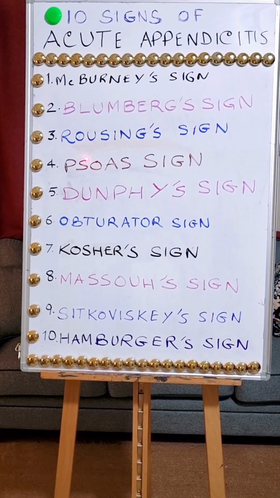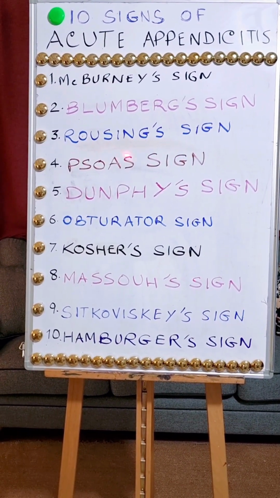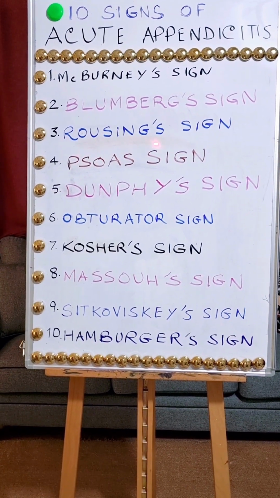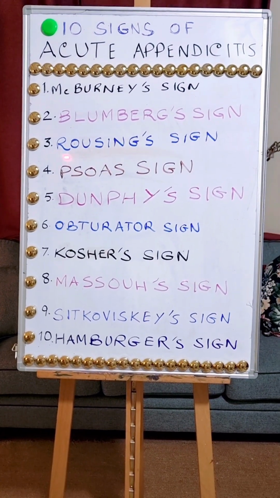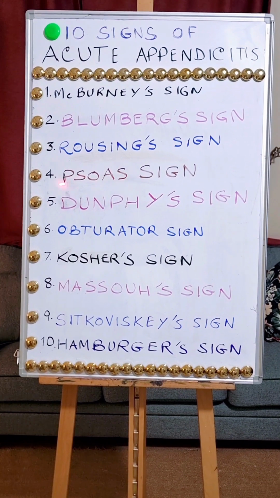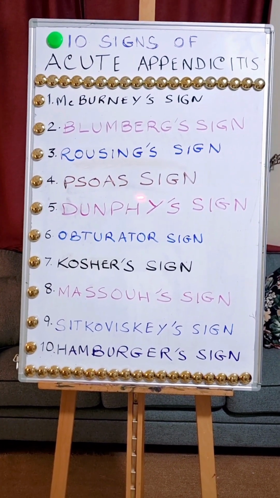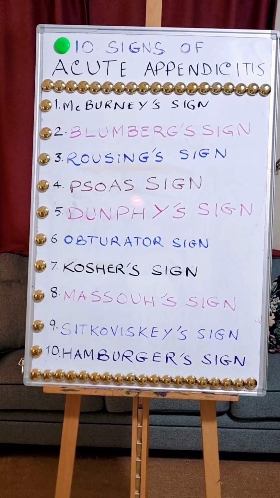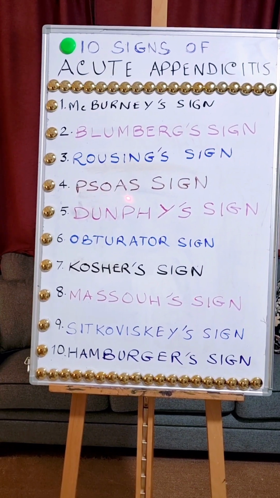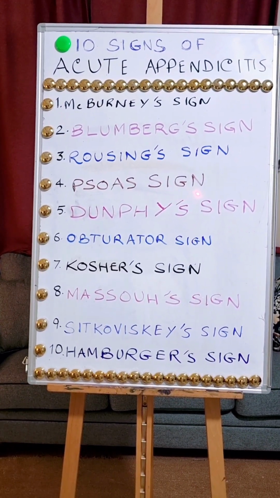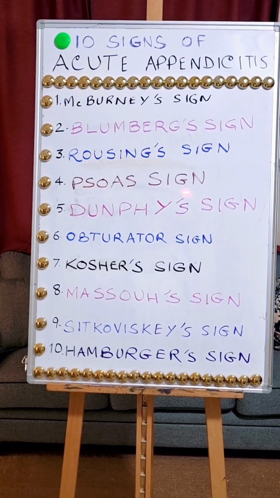Next is the Blumberg sign, which is rebound tenderness. If you palpate the RIF area or McBurney's point and press it and then suddenly release the pressure, there is pain, and this is called rebound tenderness, which is the Blumberg sign.